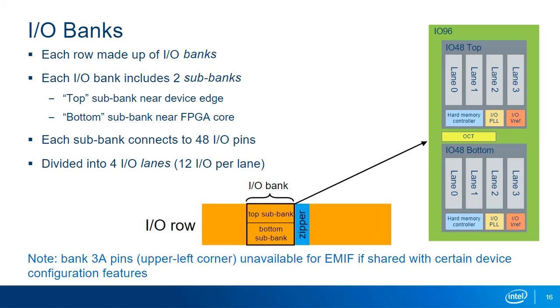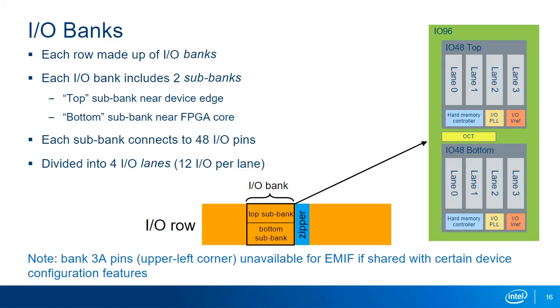Banks are further divided into sub-banks. Sub-banks are designated as either top or bottom sub-banks. Unlike the designation for banks, the top and bottom designation for sub-banks refers to their placement relative to the edge of the device. So a top sub-bank is the sub-bank nearest the edge of the device, whether it's in row 2 at the bottom or row 3 at the top of the device.